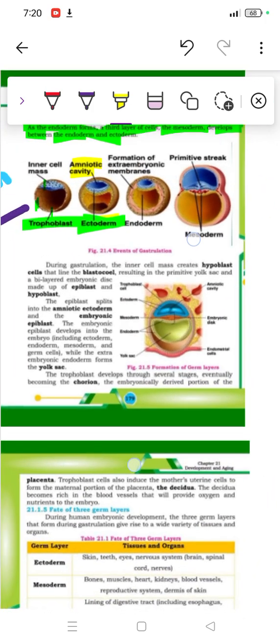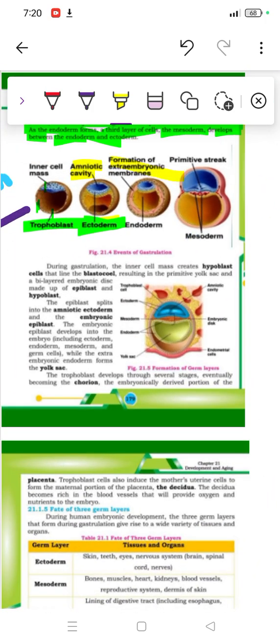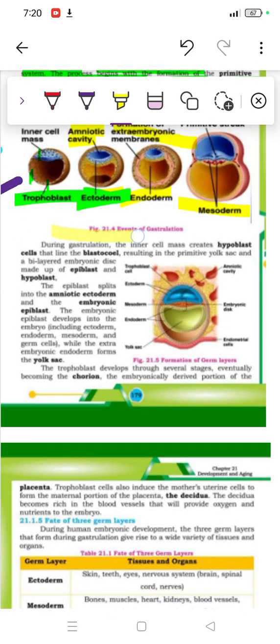Here comes the formation of embryonic development, which is endoderm, then later on arrives the mesoderm. So during gastrulation, the inner cell mass, which is hypoblast cells, lines the blastocoel cavity, resulting in the primitive yolk sac and the bilayered membrane called epiblast. So epiblast is simply a structure you'll see on the 8th day after fertilization.